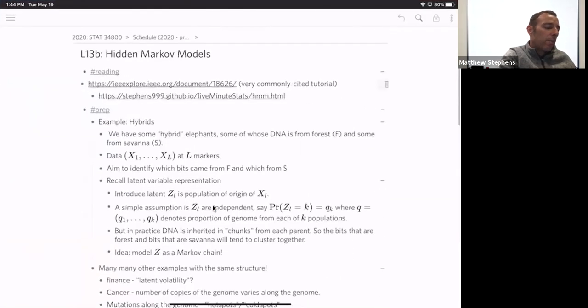And if you want more information on fitting hidden Markov models, there's a tutorial here that's very heavily cited, a review paper about using them, I think, in the context of speech recognition. So I recommend that.